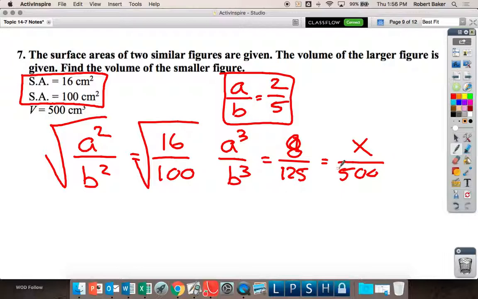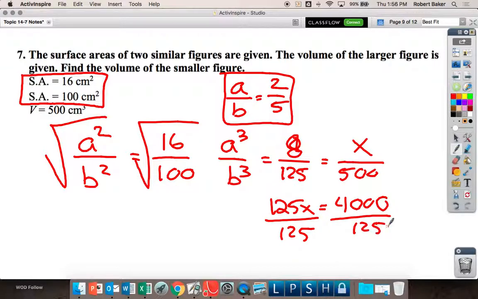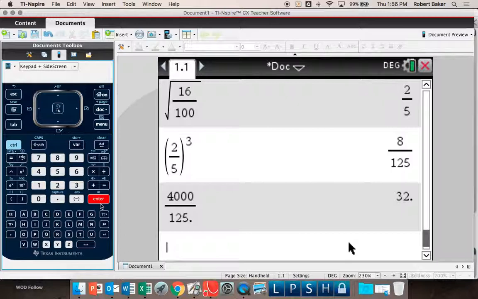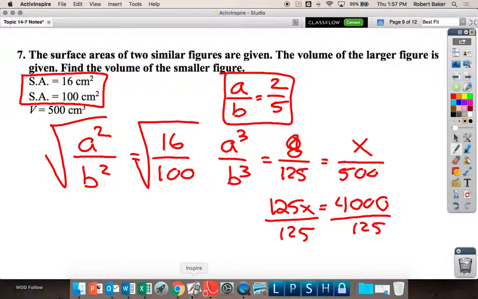So we cross multiply. X times 125 is 125x. 8 times 500 is 4,000. And we divide both sides by 125. 4,000 divided by 125 is 32. So the volume of the smaller figure is 32 centimeters cubed.